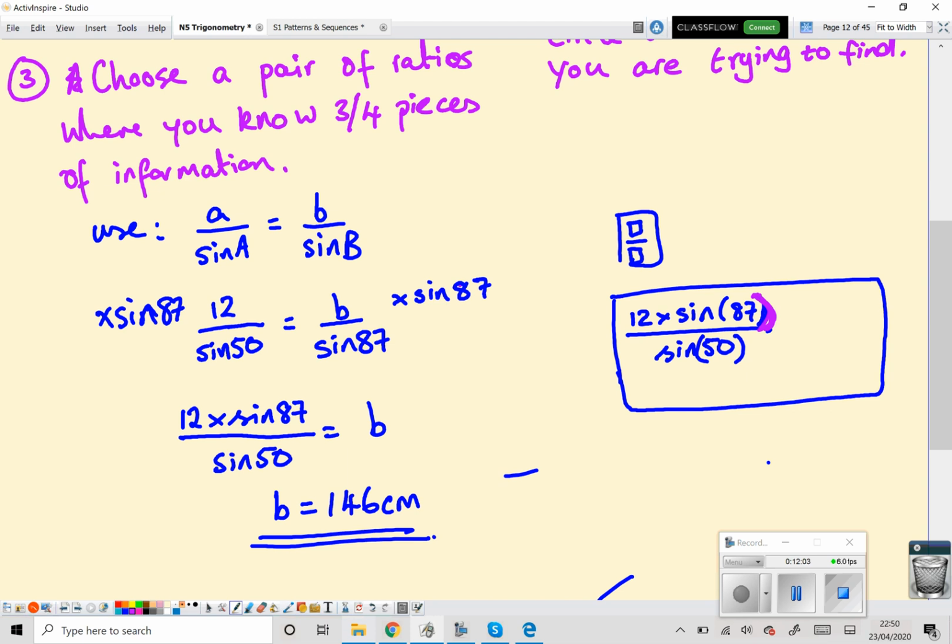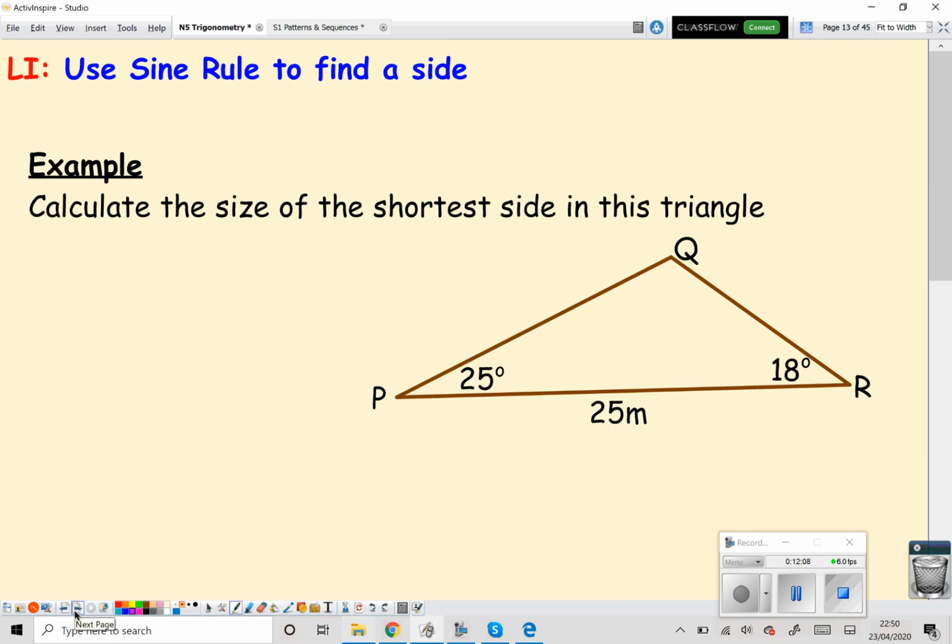Okay, now let's do one more example. And this is an interesting question. It's going to cover a couple of different aspects here. So what we've got is calculate the size of the shortest side in this triangle. Right, well, how do we tell what the shortest side is? And I suspect some of you will remember the little key fact about identifying the shortest or indeed the longest side in a triangle. If you don't, then it's really, really easy.